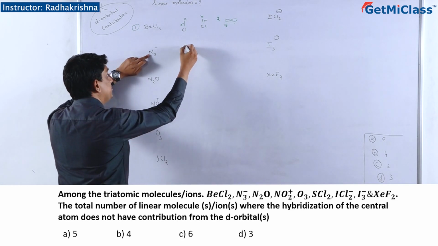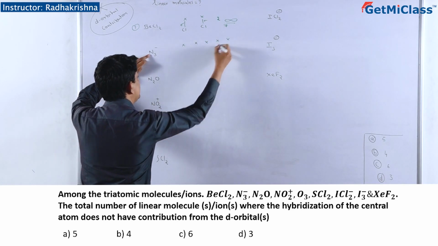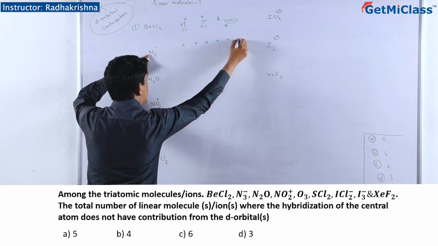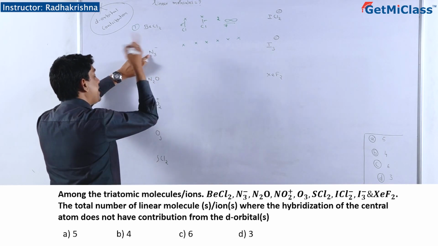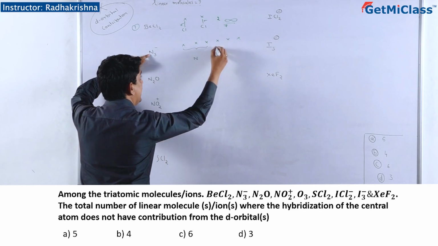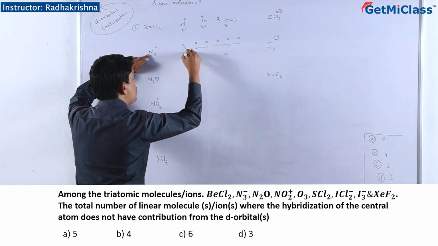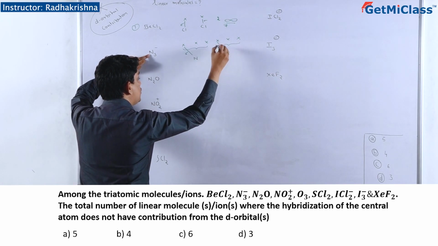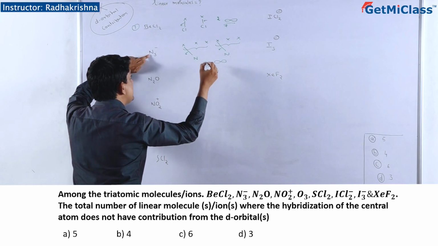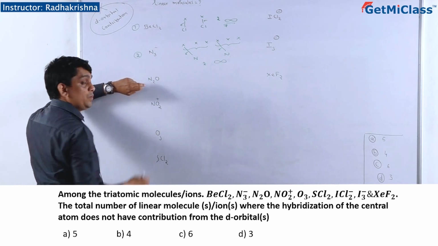It is sp hybridized, no doubt. N3 minus: nitrogen in the center, 5 valence electrons, 2 nitrogens attached, and minus means 1 electron extra. Nitrogen I know is trivalent. In a multiple bond only one is sigma, so 1 and 1, 2 sigma, 2 hybrid orbitals. Of course, even this is linear, sp hybridized, so we have 2.